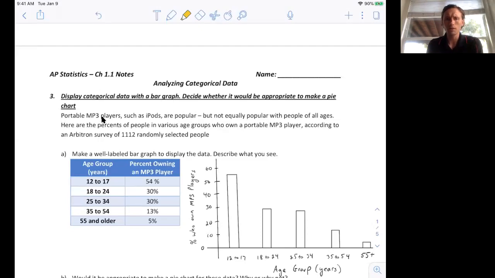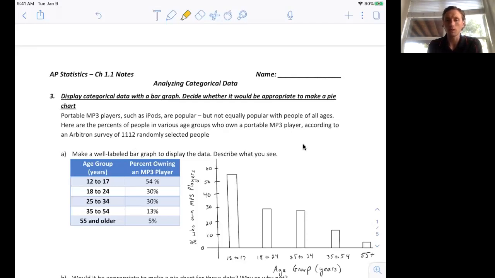Portable MP3 players such as iPods are popular, but not equally popular with people of all ages. Here are the percents of people in various age groups who own a portable MP3 player, according to a survey with 1,112 randomly selected people. They ask us to make a well-labeled bar graph to display the data.